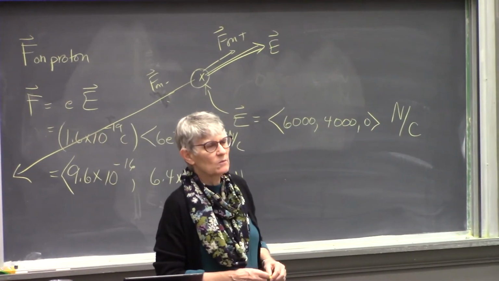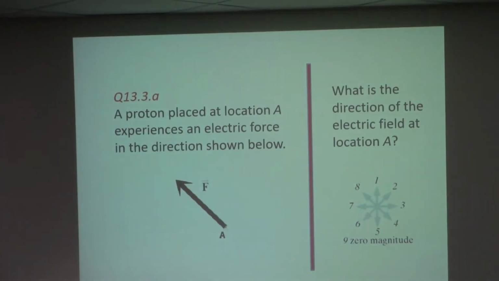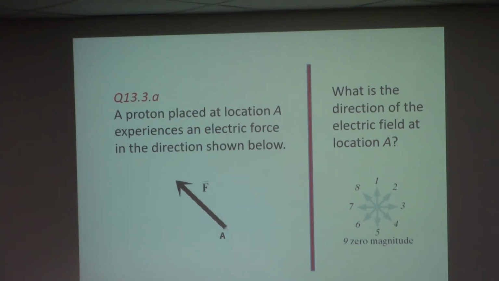Okay, so at some location, A, which is our observation location, we place a proton. And we note that the proton starts moving in the direction shown. What can we conclude about the electric field due to the surroundings at location A?